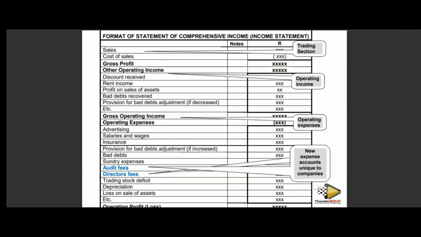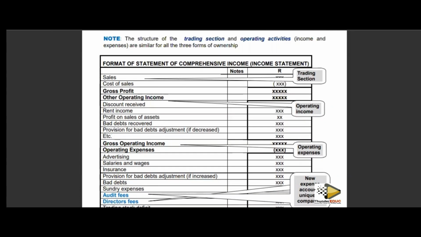So the first thing you must understand, actually in your exams, they draw the format for you, but as we shall see in the questions, they put some items for you and then they want you to record some other items there. Now, let's start with the sales. The trading section represents the sales and cost of sales.